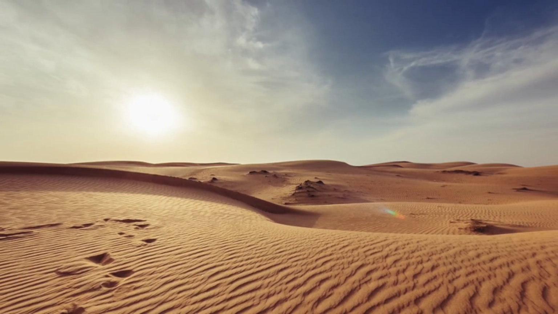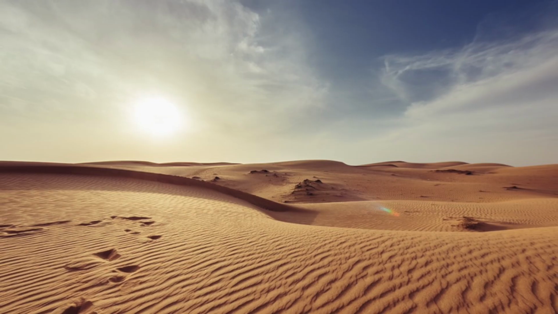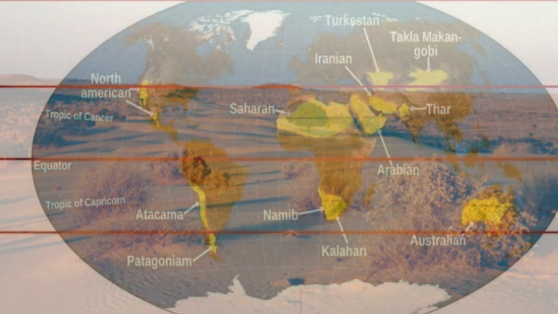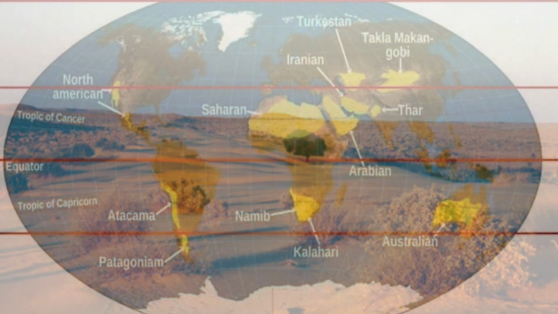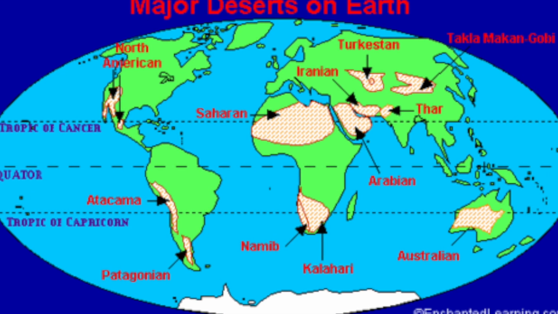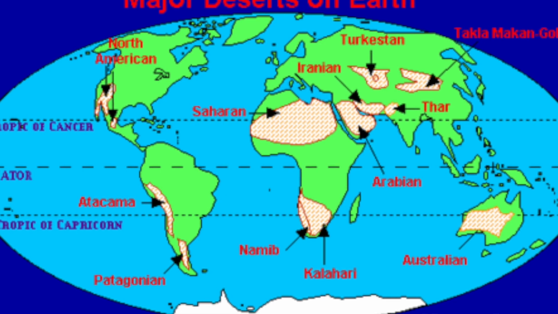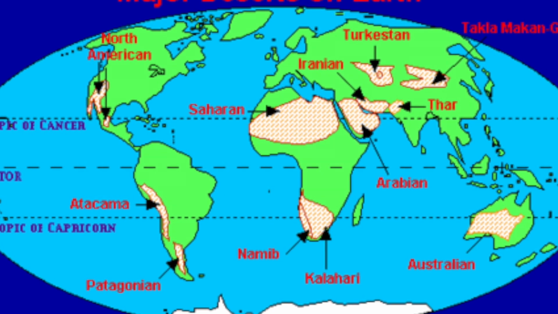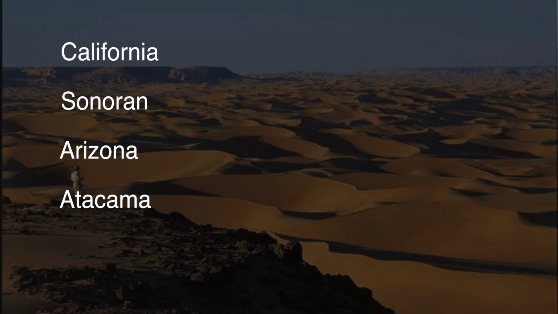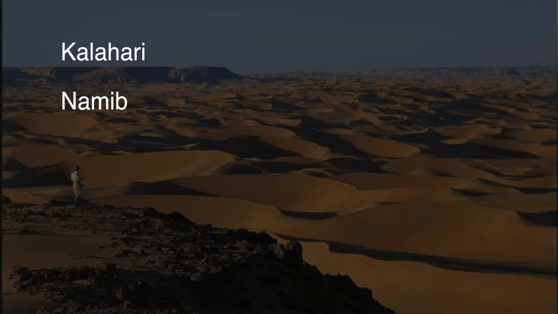Tropical or subtropical deserts are also called tropical hot deserts or low latitude deserts. The dry tropical deserts are found on the western margins of the continent. The global distribution of the dry tropical deserts has revealed that mostly they lie between 15 to 30 degrees north and south of the equator. The major hot desert regions are Sahara, Saudi Arabia, Iran, Thar, Californian Desert, Sonoran, Arizona, Atacama, Kalahari, Namib, etc.